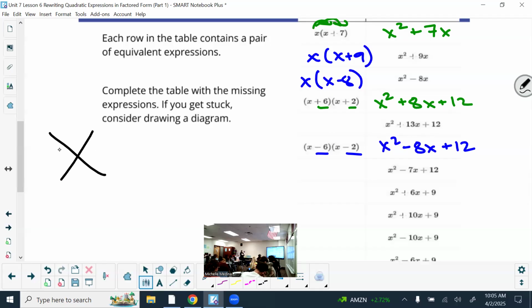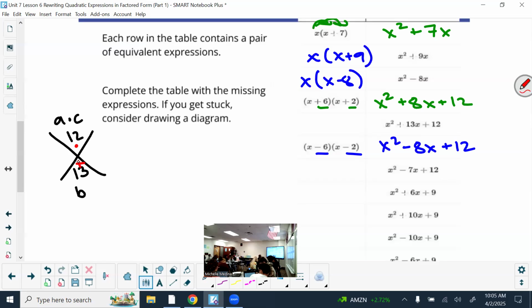You draw an X. The top will be whatever A times C is. So for this one, 1 times 12, that's my A times C. 1 times 12 is 12. And then your B value will go on the bottom. So B goes on the bottom. And my B value is 13. And like I said, we're looking for two numbers that their product is 12 and their sum is 13.